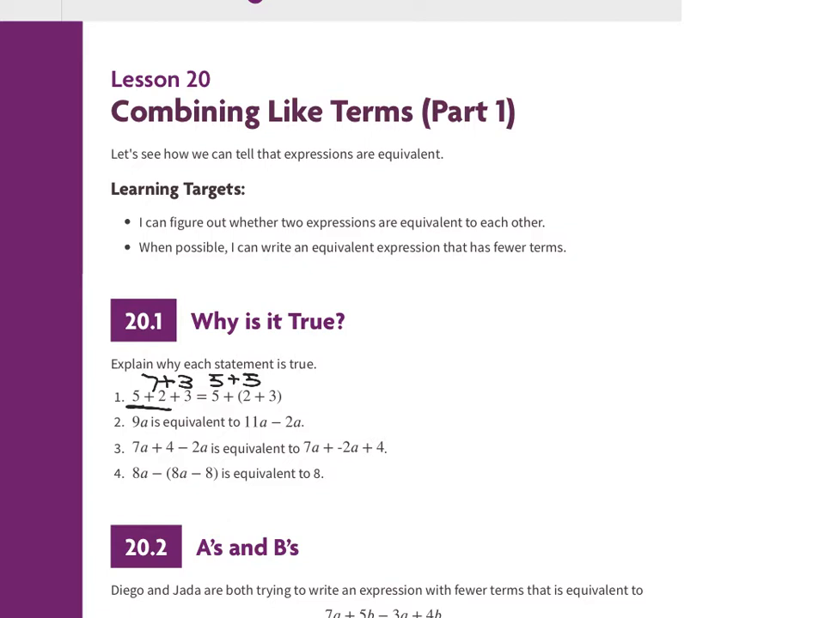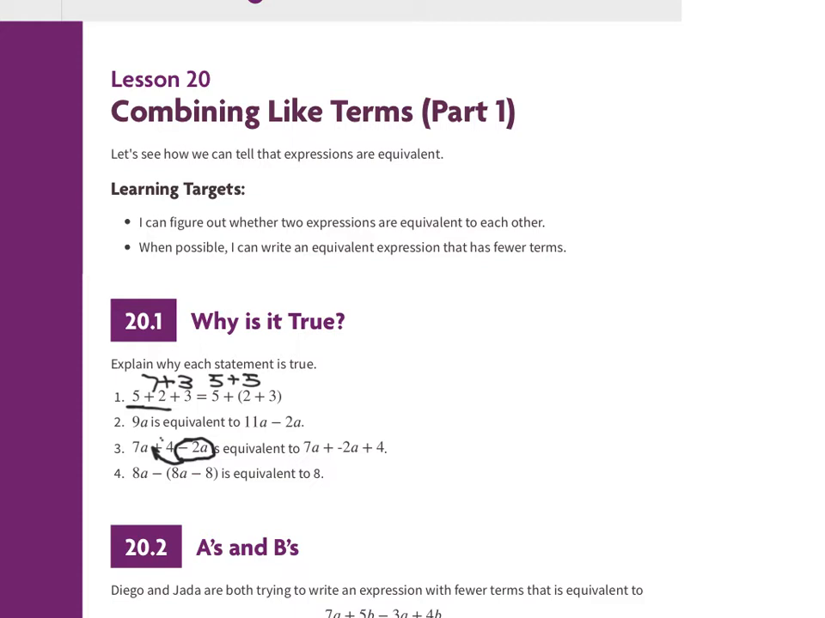Okay, number 2, 9a is equivalent to 11a minus 2a. Well, if you think like a for apples, if I have 11 apples and I minus 2 apples, I have 9 apples. So that's how that works. Okay, 7a plus 4 minus 2a is equivalent to 7a plus negative 2a plus 4. So we can move the order of the problem around as long as we keep the signs with the same part. So all they did here is they took the minus 2a and they put it in front of the 4, okay?